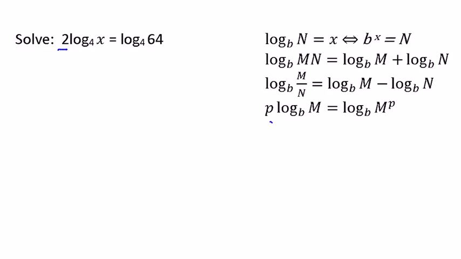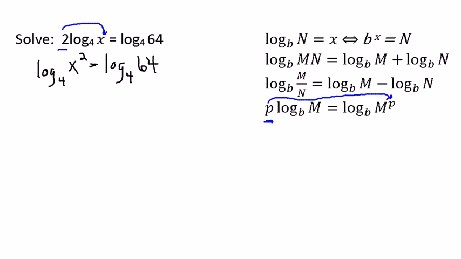rule. The power rule has a p here, p times log base b of m, and the power rule says that p can be moved to become an exponent on the argument. So we're going to move the 2 to be an exponent on the x. So we have log base 4 of x squared equals log base 4 of 64.